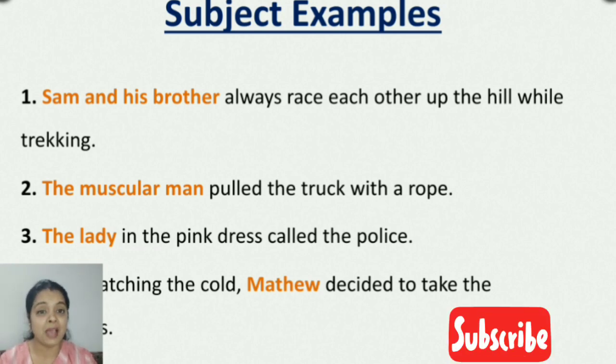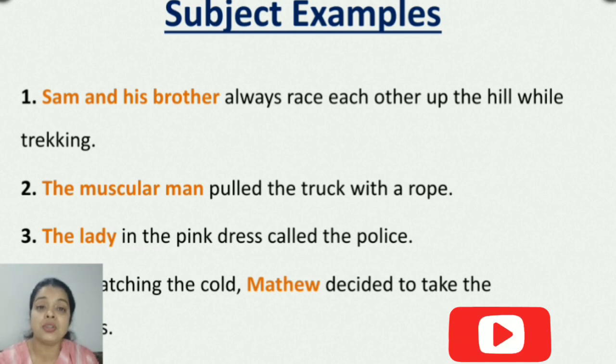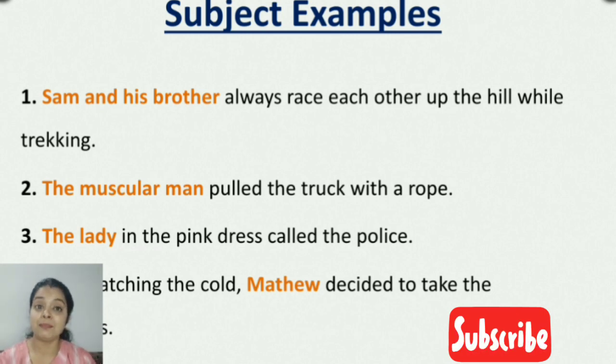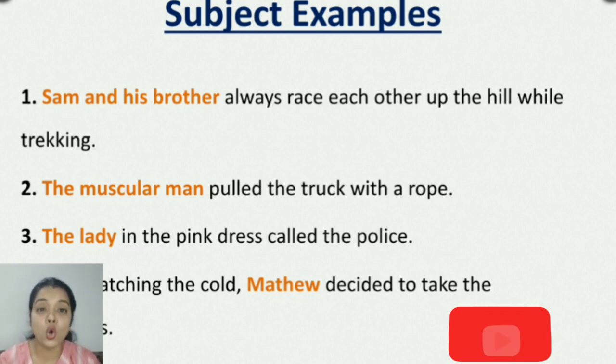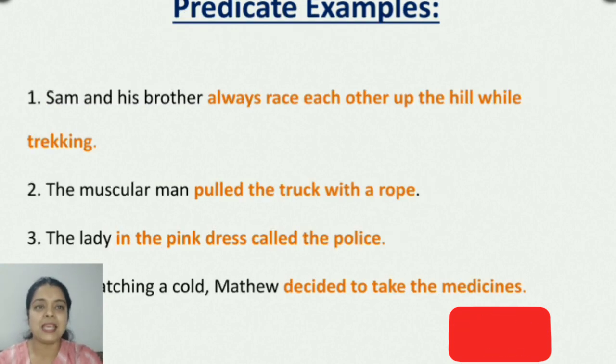Who? First you have to identify where is the verb, where is the action, what is the action being performed, and then ask that what or who. So here we have always race. Who? Sam and his brother. Pulled the truck. Who? The muscular man. Yes. And called who? The lady in the pink dress. So basically we have the subject here, the lady. Right? Now we'll take you to another one.